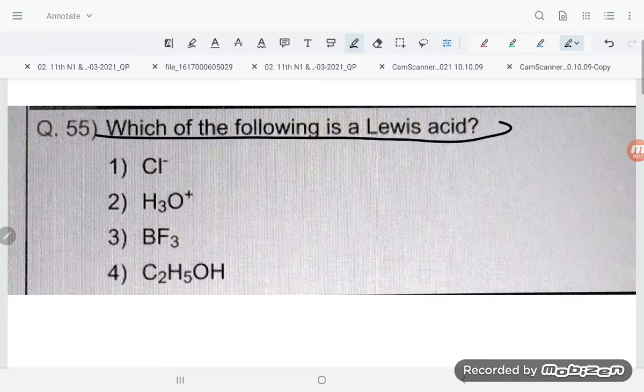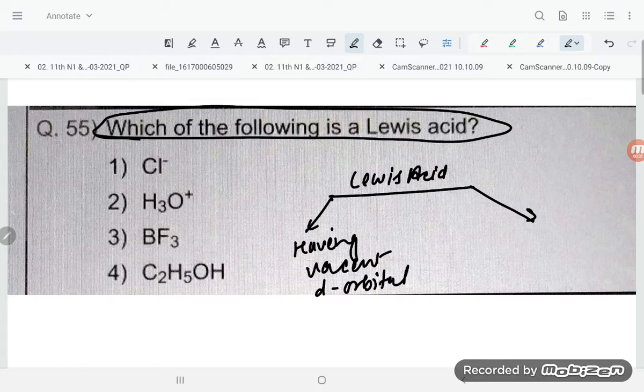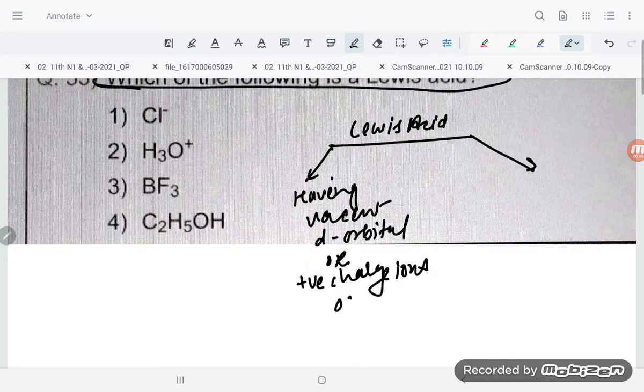Which of the following is a Lewis acid? Okay. So if you talk about a Lewis acid, students, a Lewis acid is having vacant d orbital. Either it should have vacant d orbital, or positive charge ions, or incomplete octet.